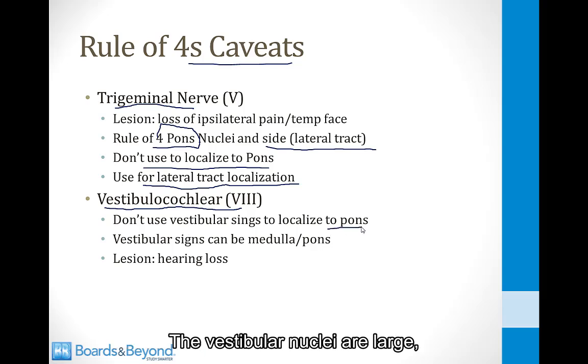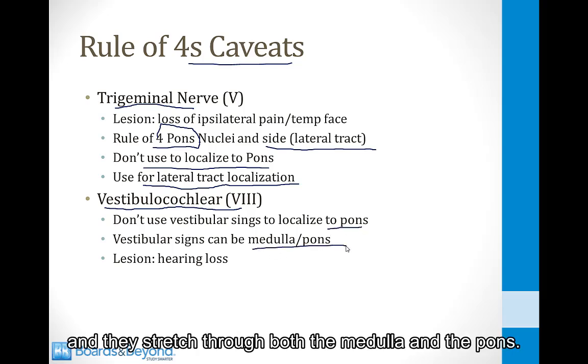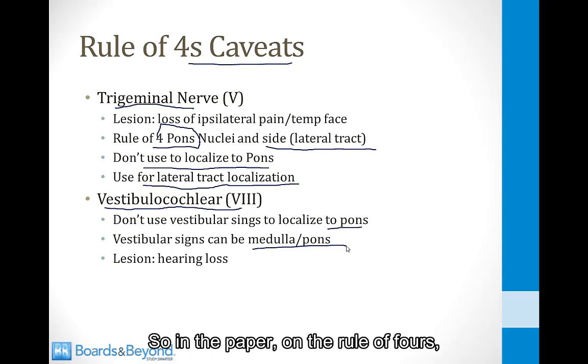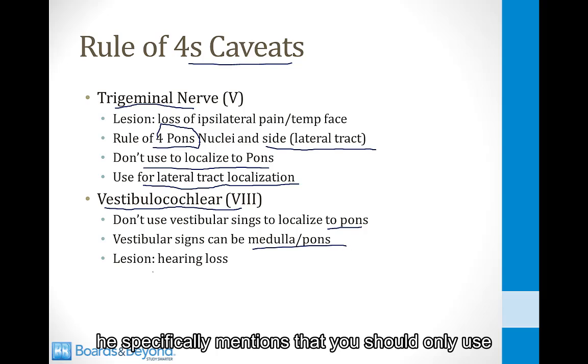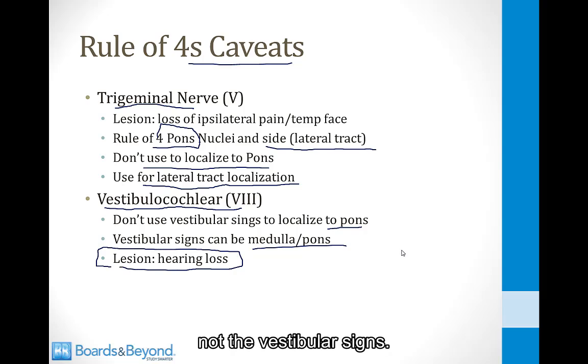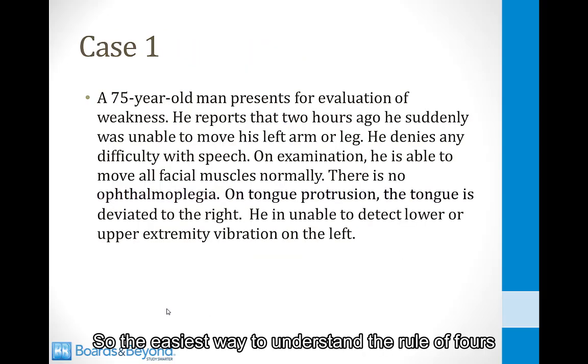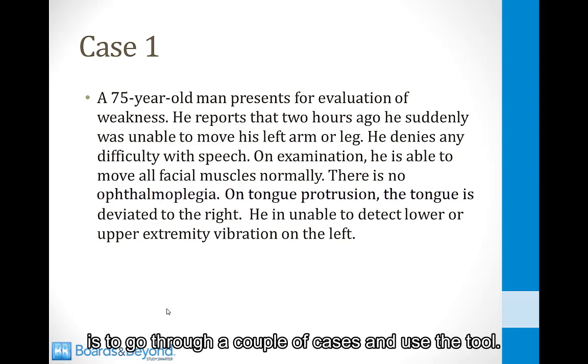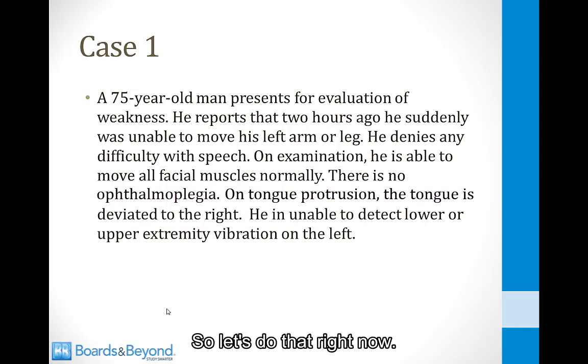The vestibular nuclei are large and they stretch through both the medulla and the pons. So in the paper on the rule of fours, he specifically mentions that you should only use hearing loss to localize cranial nerve 8 to the pons, not the vestibular signs. So the easiest way to understand the rule of fours is to go through a couple of cases and use the tools. So let's do that right now.